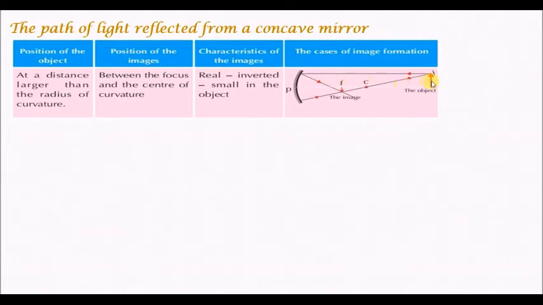one of them parallel to the principal axis and it will reflect passing through the focus, and the other, you have the choice to draw it passing through center of curvature and reflect on itself, or the easier way to draw it passing through the focus and reflect parallel to the principal axis.